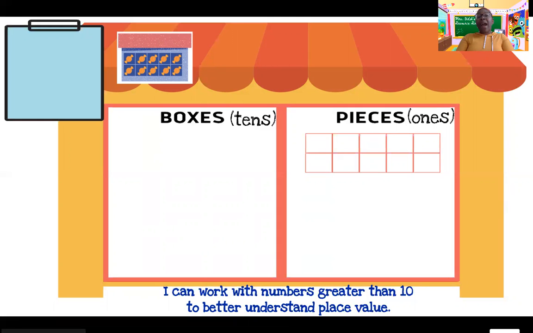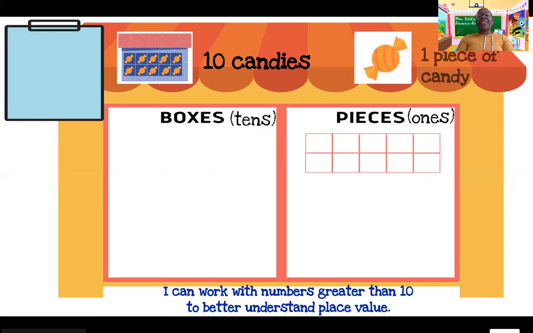Do you remember how many candies come in a box? That's right. A box has 10 candies, and they sit in a tens frame because our boxes represent our tens on our place value chart. And what about just a piece of candy? What does that represent? You guessed it, a piece of candy represents our ones. So let's check out our order for today.